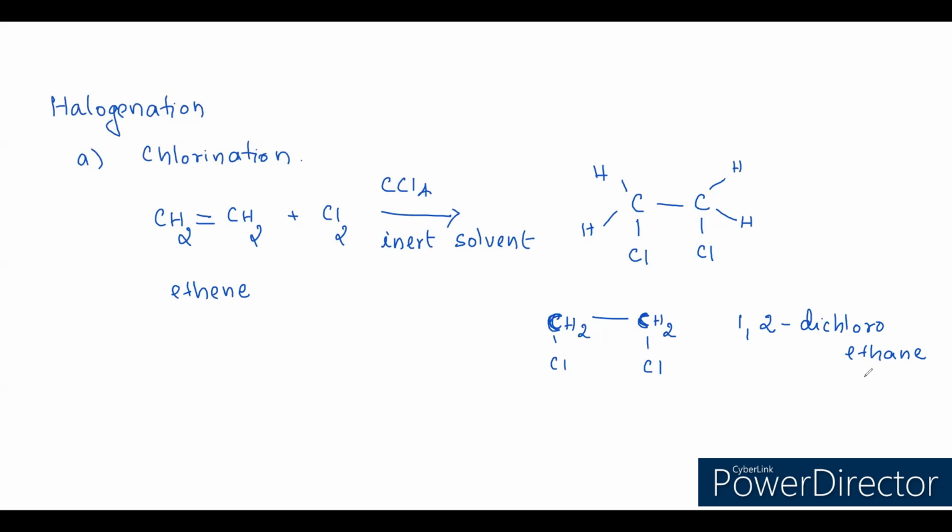What can we expect here? What question can we expect here? What do you get when ethene is subjected to chlorination? Or else, how can you convert ethene to 1,2-dichloroethane? Okay, equation is to be studied.